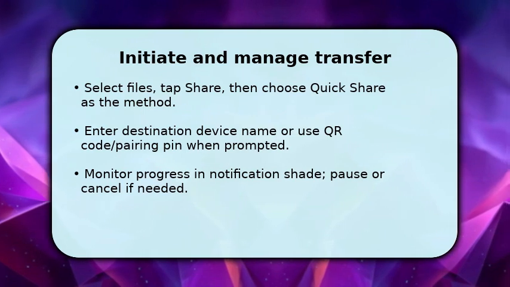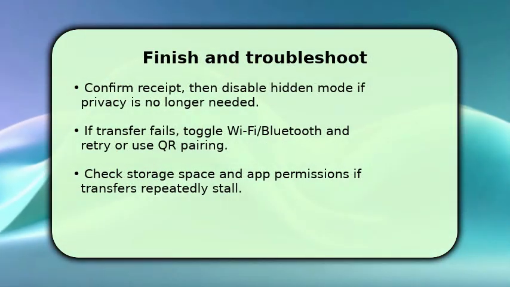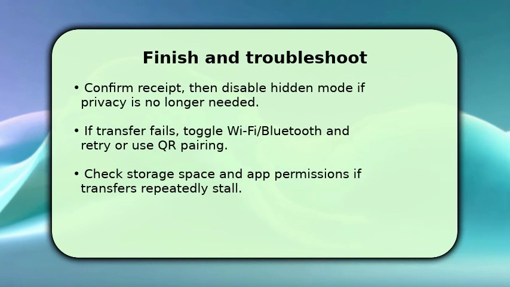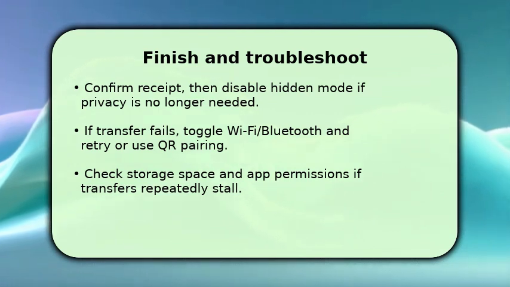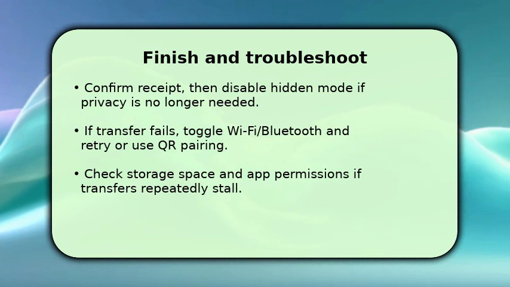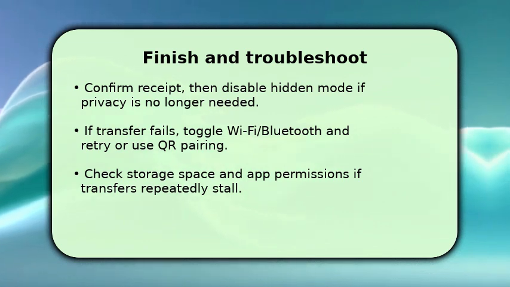You complete the process by confirming the recipient received the files and then turning off hidden mode when you're done to restore normal discovery. If the transfer fails, restart Wi-Fi and Bluetooth on both devices and retry.